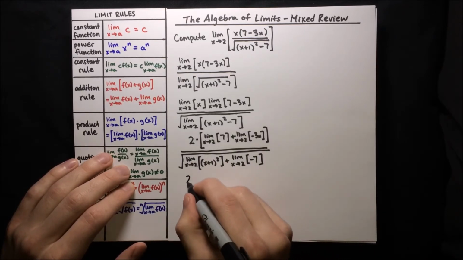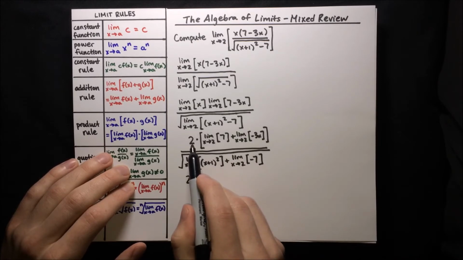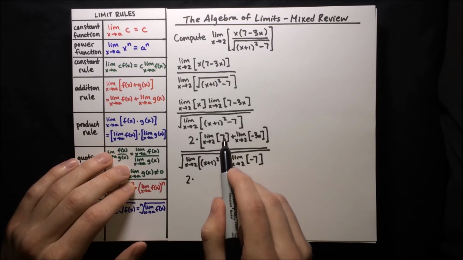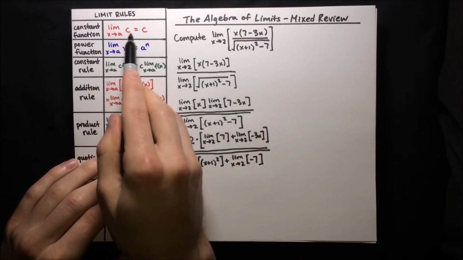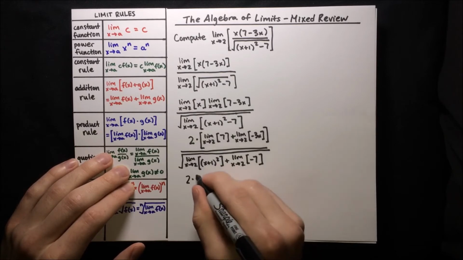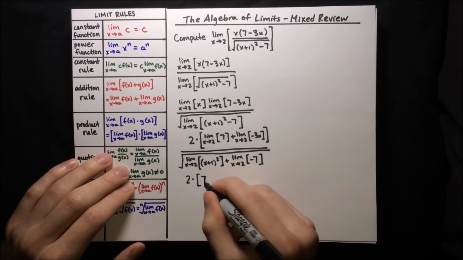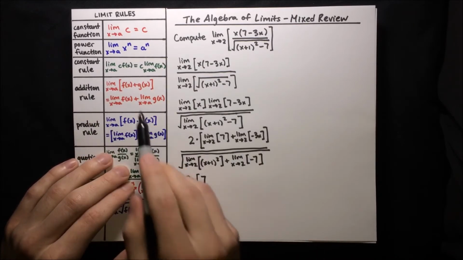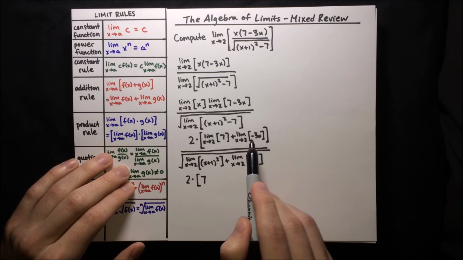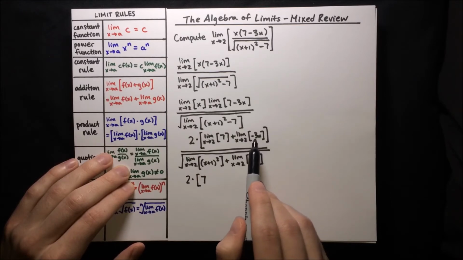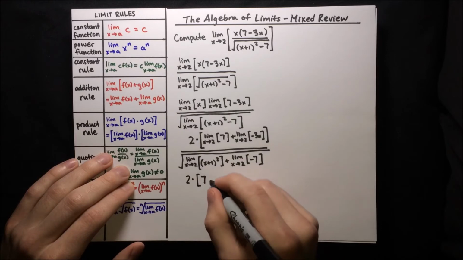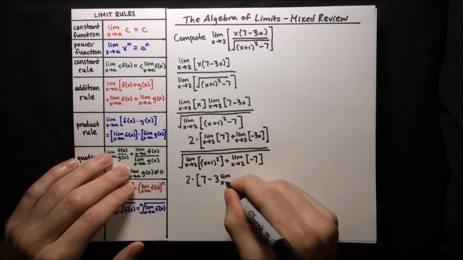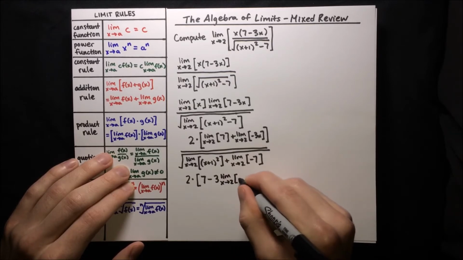So we've still got a 2 times something out in the numerator. And now limit as x approaches 2 of 7. Well, 7 is just a constant, so because it's a constant function, the limit is just still the constant. So 2 times 7. And then according to our constant rule, when we have a constant multiplying a function, here we've got negative 3 constant multiplying x, we can just move that constant out in front. So 7 minus 3 times the limit as x approaches 2 of x.